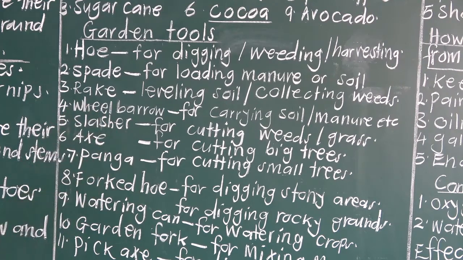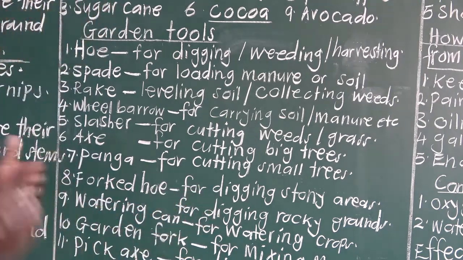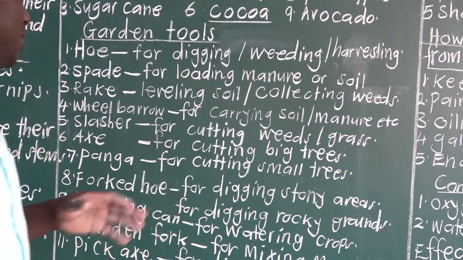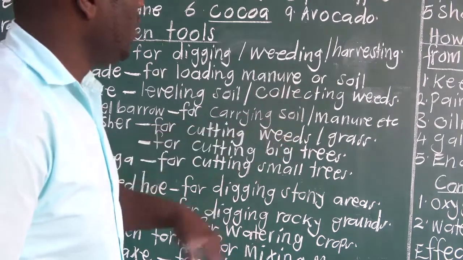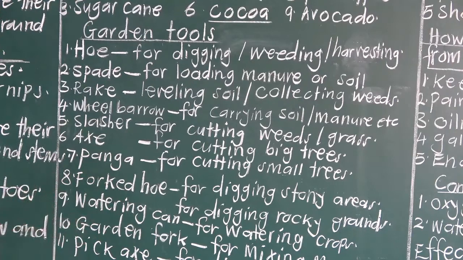Then we have a wheelbarrow. A wheelbarrow is used for carrying manure, carrying soil, carrying harvested food, or carrying garden tools. We can use a wheelbarrow in so many ways: carrying soil, carrying manure, carrying harvested food, carrying garden tools, and so on.